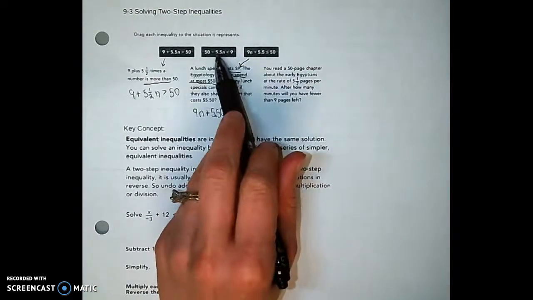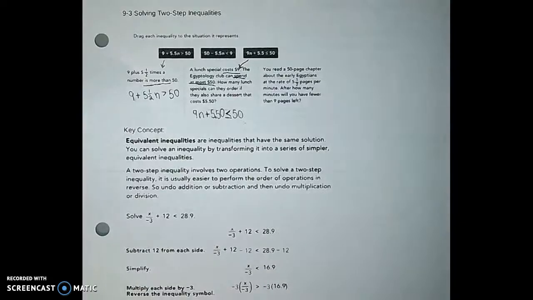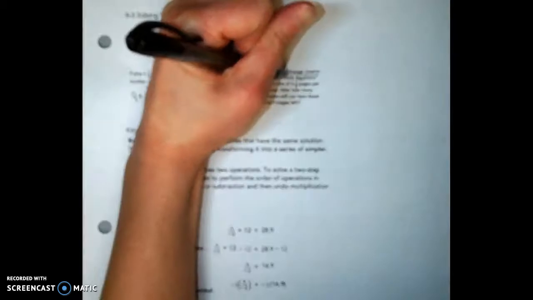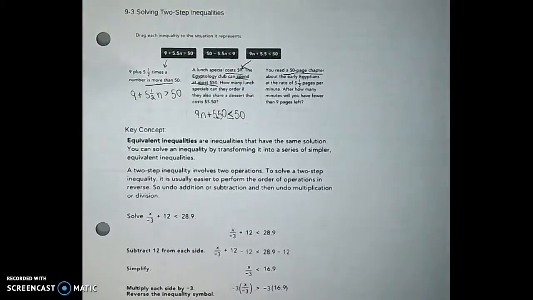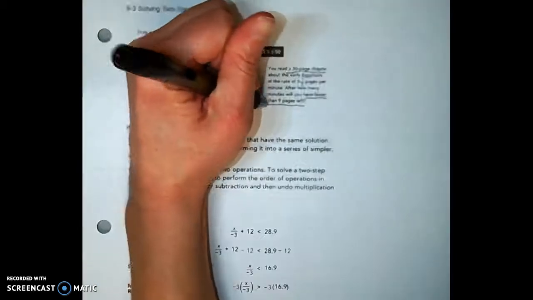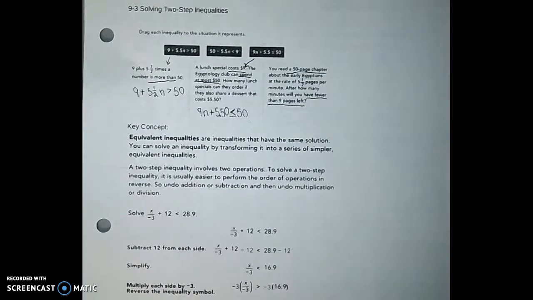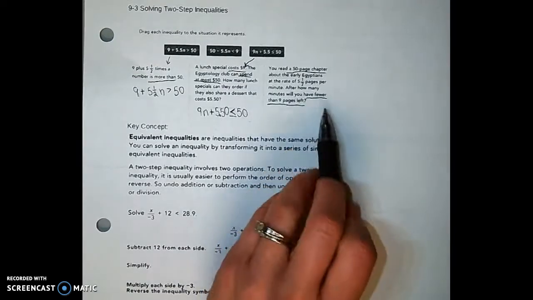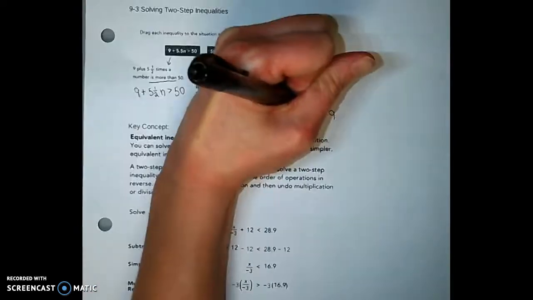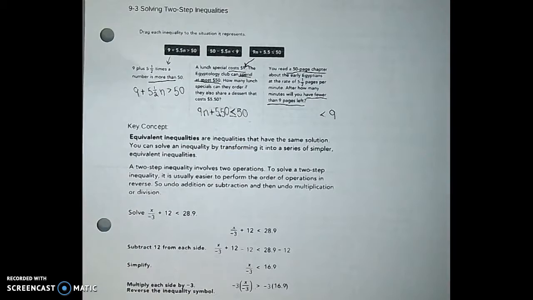Now I can see already that the second one probably is going to represent the last one, but let's think about this. It says you read a 50-page chapter about the early Egyptians at the rate of 5.5 pages per minute. After how many minutes will you have fewer than 9 pages left? Now notice that we see our inequality word right there: you have fewer than 9 pages left. So even though in this case we do have a total, and normally we would set up our equation a little bit differently, since this is an inequality, we have to put that 9 by itself, because it says fewer than 9 pages left. So that means the number of pages has to be less than 9. So on one side of the inequality, I'm going to have less than 9.